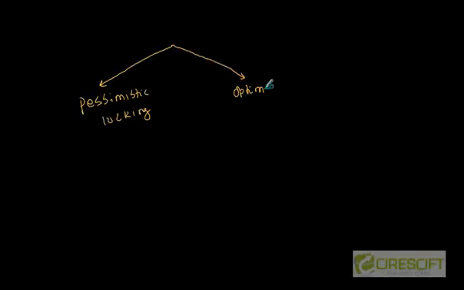One is called pessimistic locking, and another one is optimistic locking. So theoretically there are two different types of locking, and we are going to give you an example, and from the example we are going to build the concept of both these lockings.